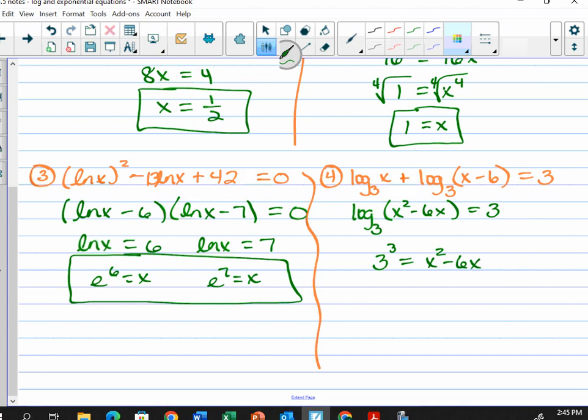Oh my god, I did actually get it. Okay, then I'm going to move the 3 cubed over. So I've got x squared minus 6x minus 27. You see why it's minus? So it's positive 27 when it's on the left. So moving it over. Okay.